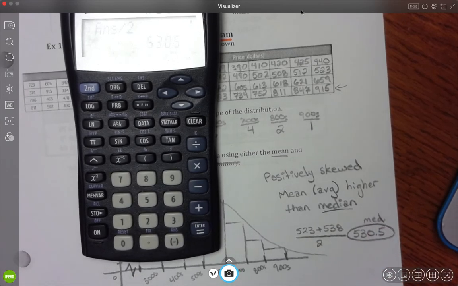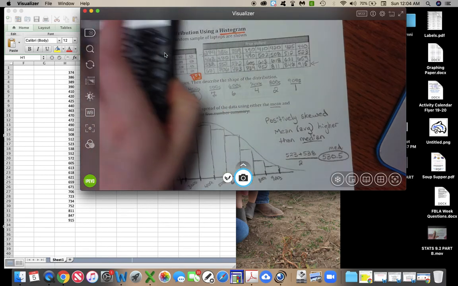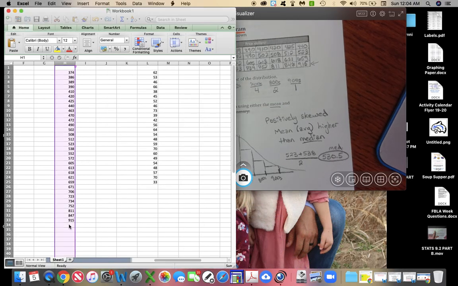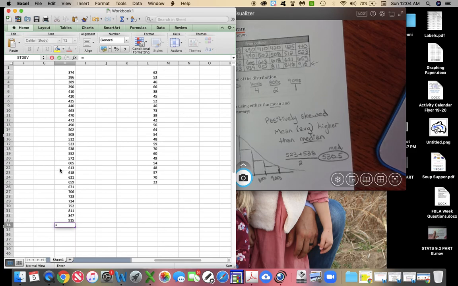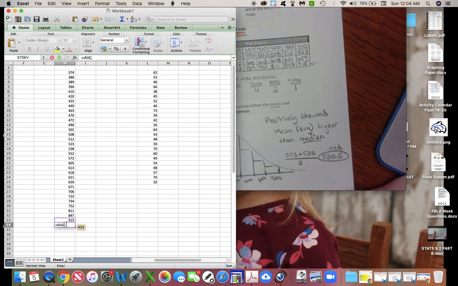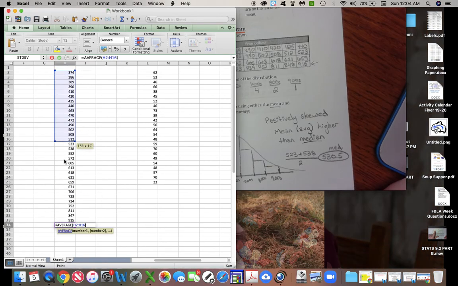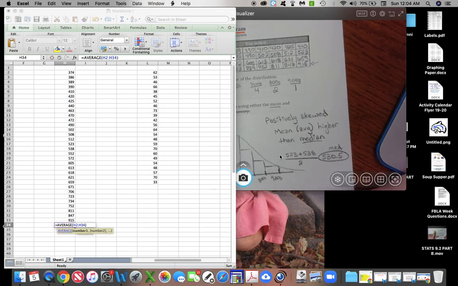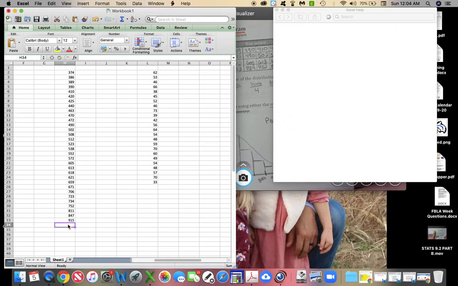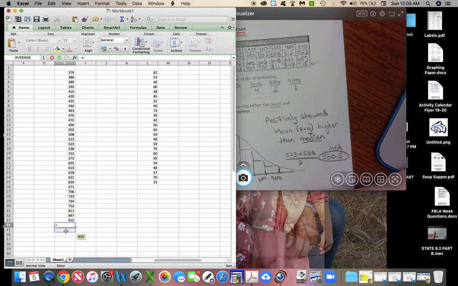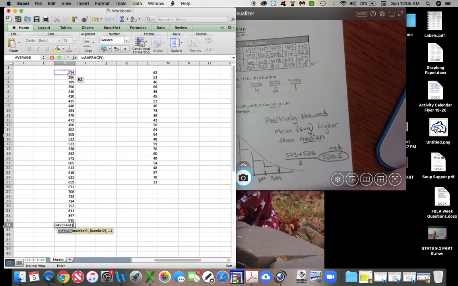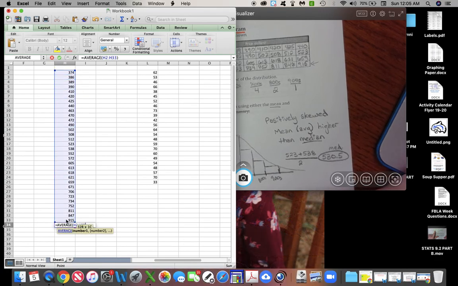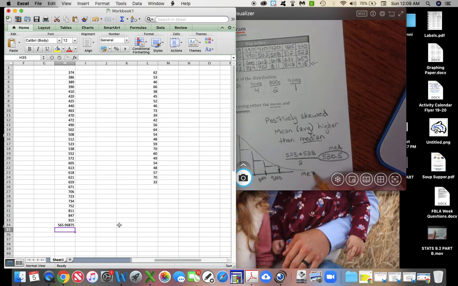Now to find my mean, or my average, you would have to add all of those numbers together and divide by 32. Luckily, I have them all listed right here, and I can just say equals average, and select all of those numbers. Hit enter. Excel cannot calculate the formula. Why not? Let's try this again. Equals AVERAGE. There we go. 565.